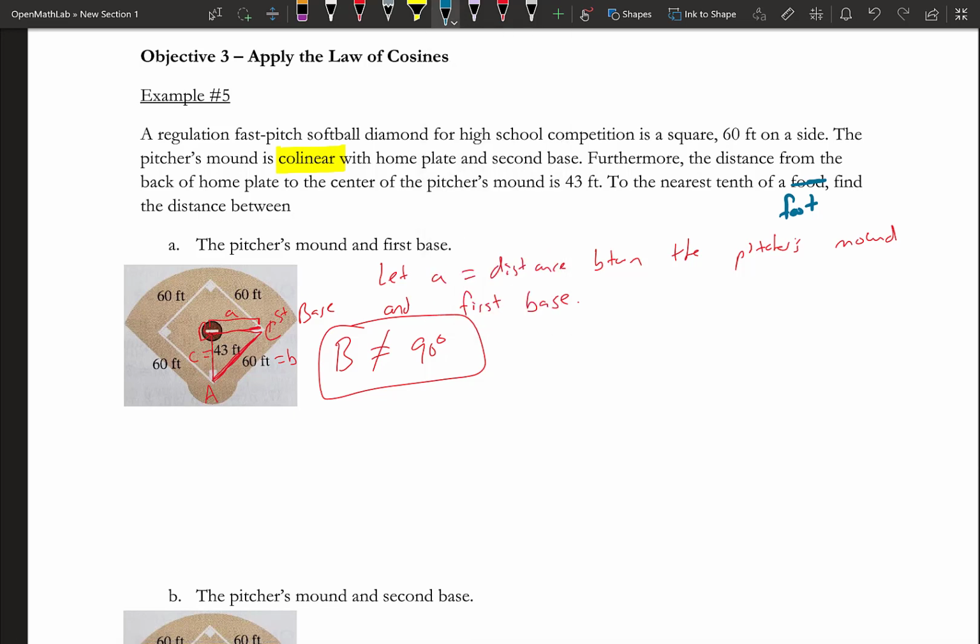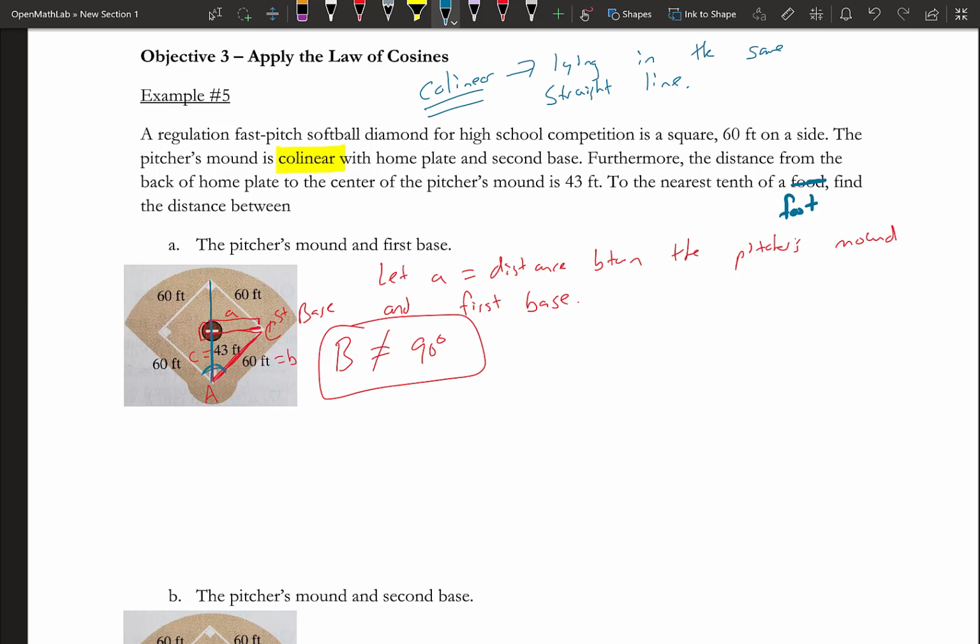So collinear, the definition of that is lying in the same straight line, right? So in other words, home plate, second base, and pitcher's mound are collinear, so this forms a straight line. That blue line is going to bisect this 90 degree angle.